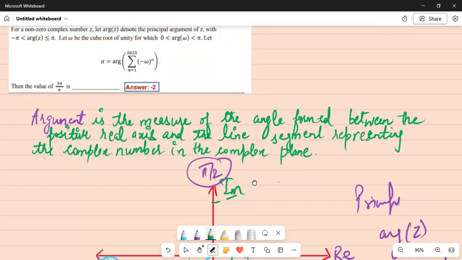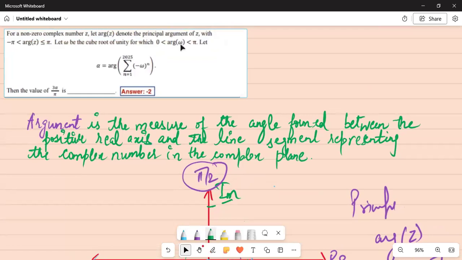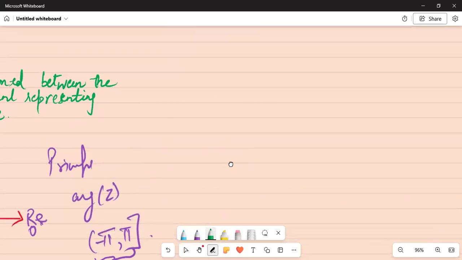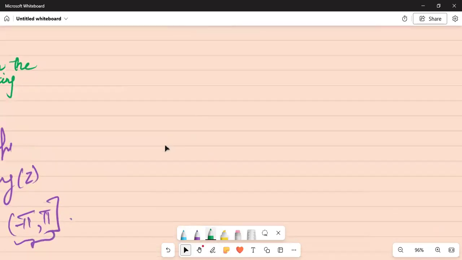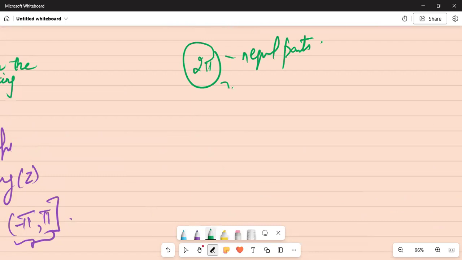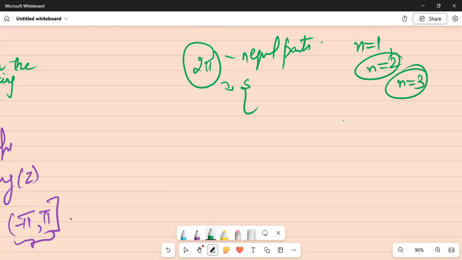And now the question says: let omega be the cube root of unity for which the principal argument lies between 0 and pi. They have explicitly mentioned this because when we talk about any nth root of unity, that means you have to divide your 2 pi angle into n equal parts, and based on that, you get your n roots of unity, which are of course going to be complex. All cannot be real. All are real only when n equals 1 and n equals 2. But when you start from 3, you start getting complex roots.